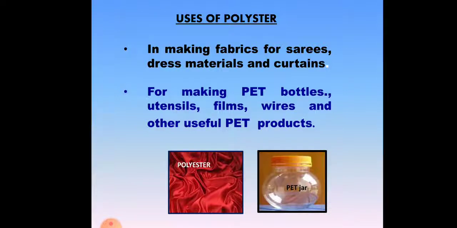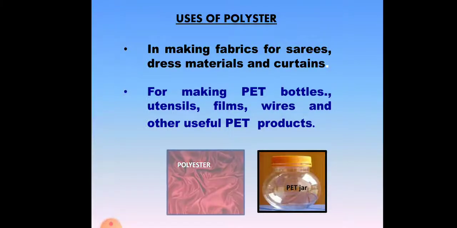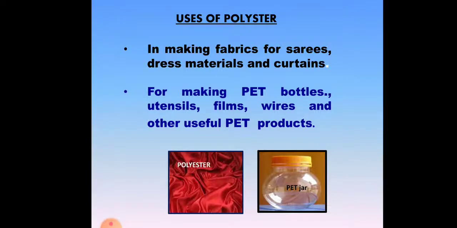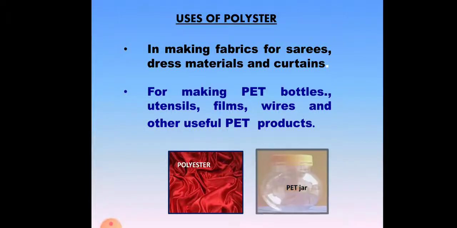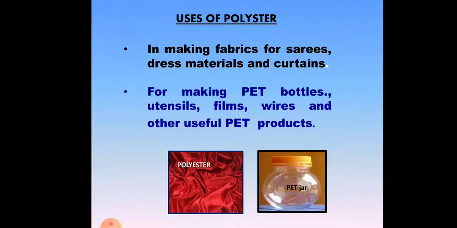What are the uses of polyester? Polyester is used in making fabrics for saris, dress materials, and curtains. It is used for making PET bottles, utensils, films, wires, and other useful PET products. PET is polyethylene terephthalate.